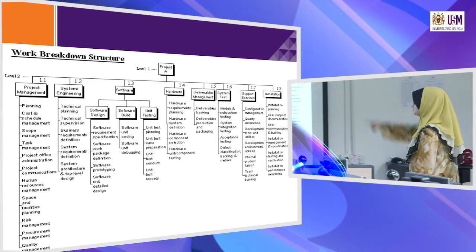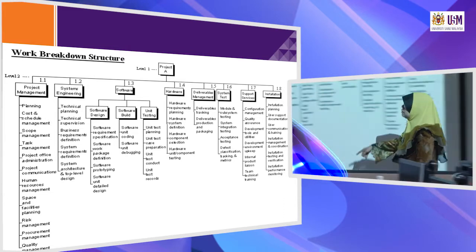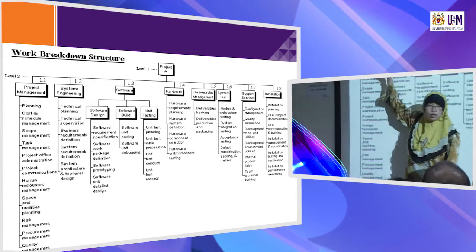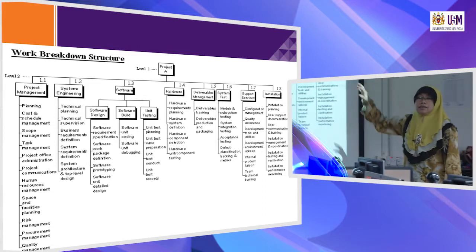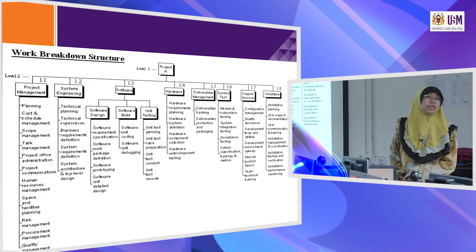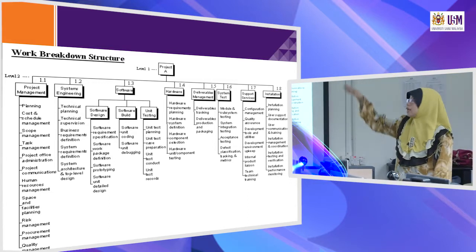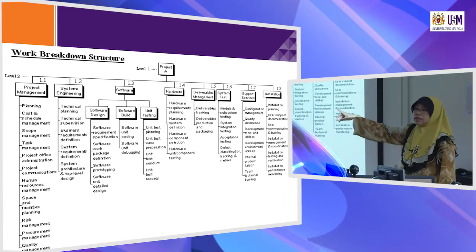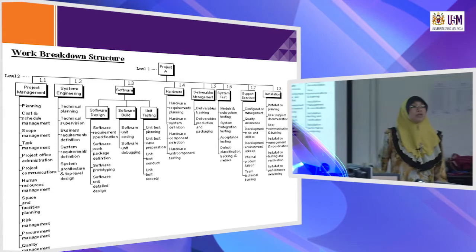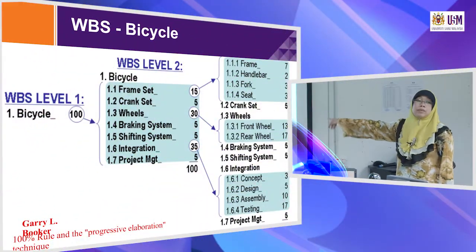So it is project A, level 1, and level 2 will be project management. You must remember project management should always be included in the WBS. Must have project management. Who is going to manage all things? What are the important things? Planning, cost, schedule, scope management, task management and all that. So project management will be an important part. If we go back to the bicycle just now, project management is only 5%.